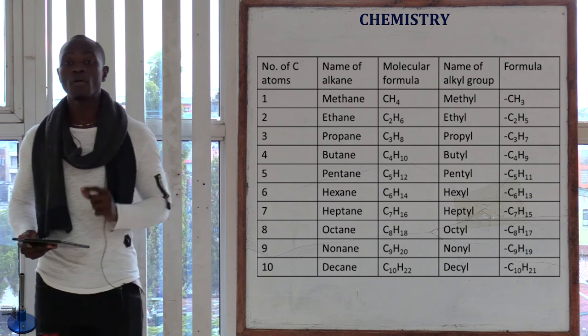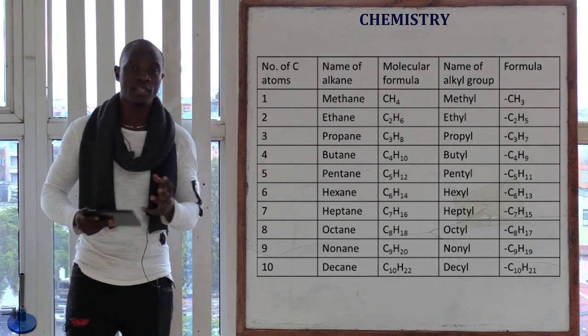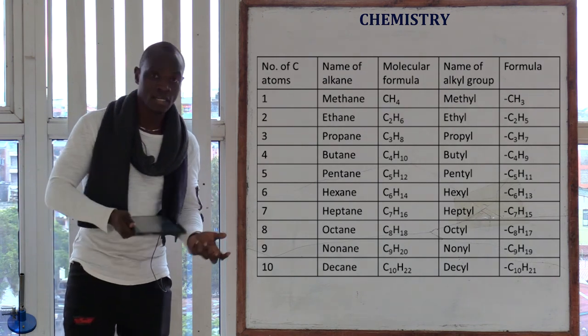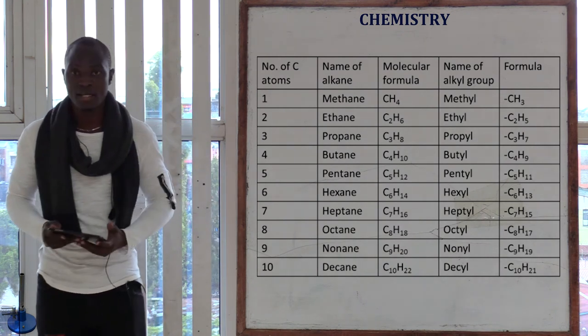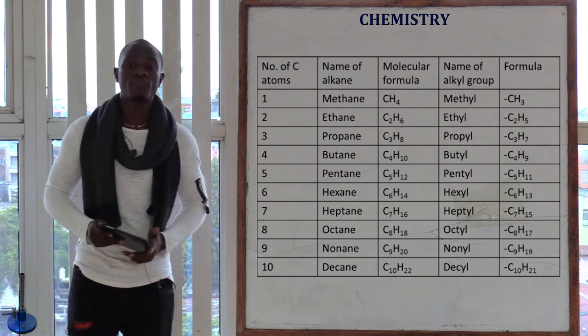Remember, 1 carbon atom is methane gas, like the one that you use at home for cooking, the ordinary household gas. It is called methane gas. So 1 carbon atom is methane gas.